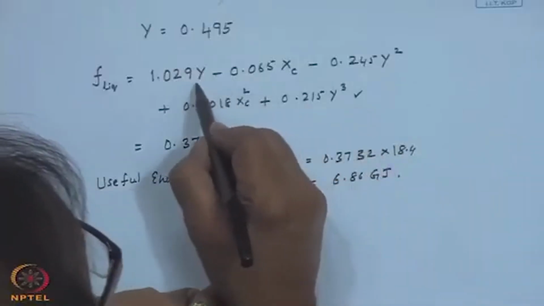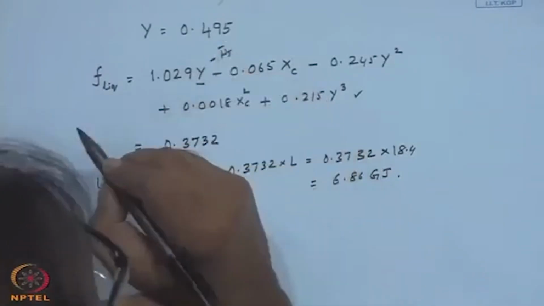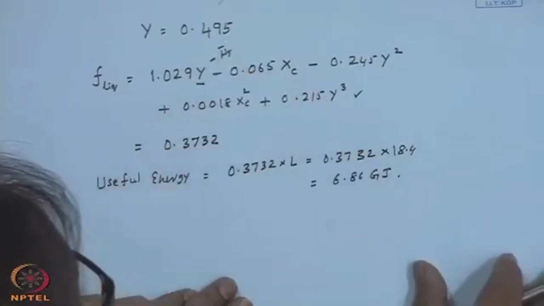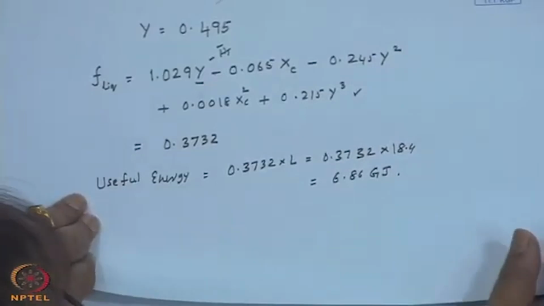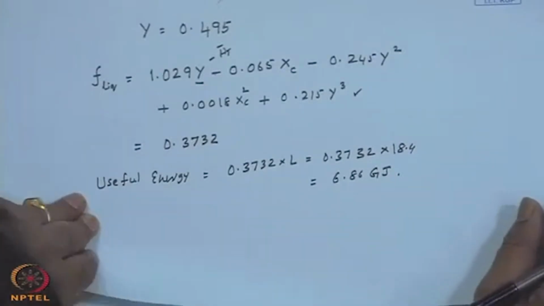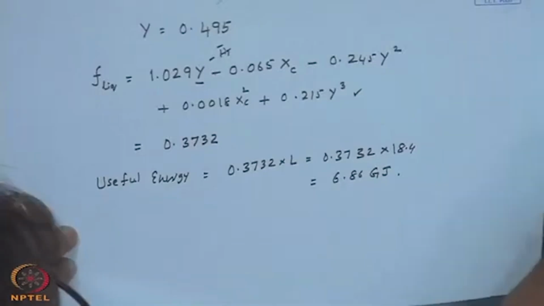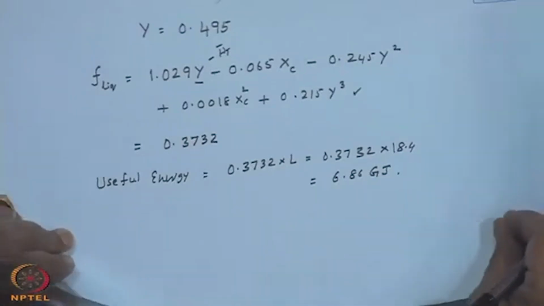So, the variable x has been corrected accordingly, and we applied the F chart correlation that required the calculation of y, which required basically h t bar out of the ones to be computed. Rest of them are all more or less known to us. So, you have got 6.86 gigajoules met out of the 18.4 gigajoules by the system of 50 square meters.